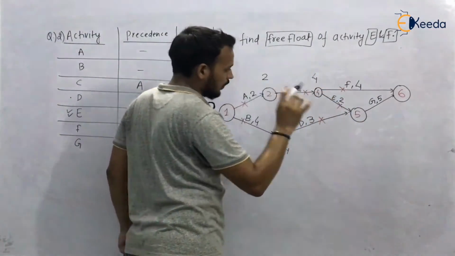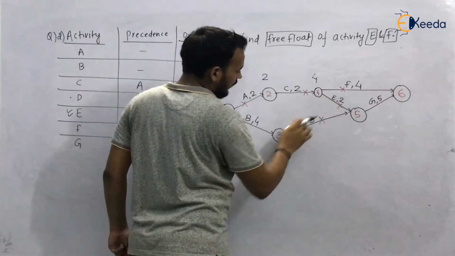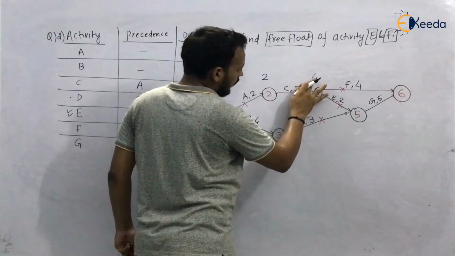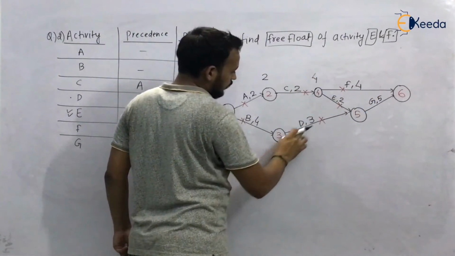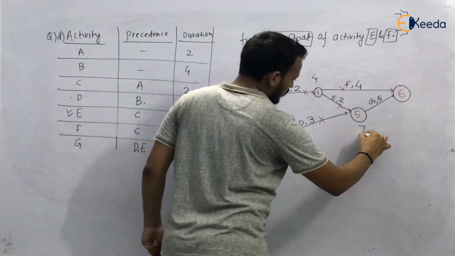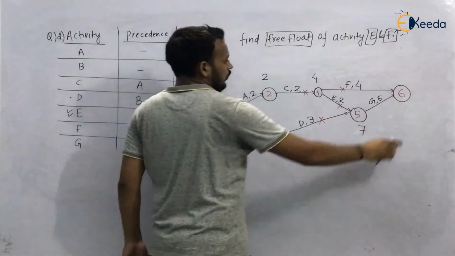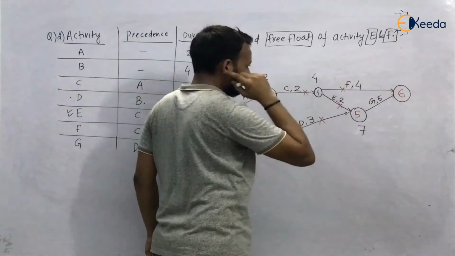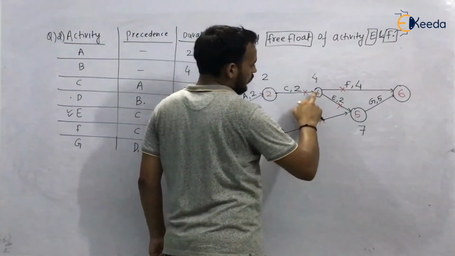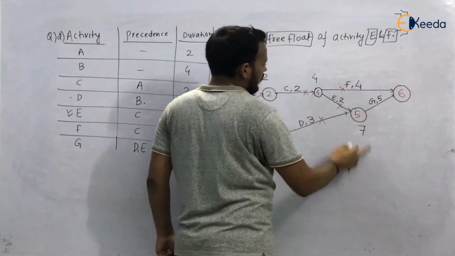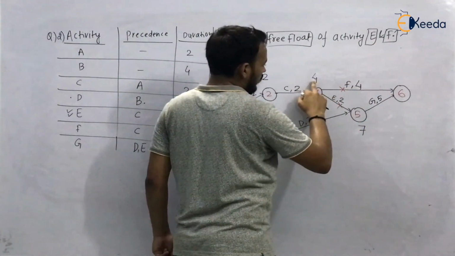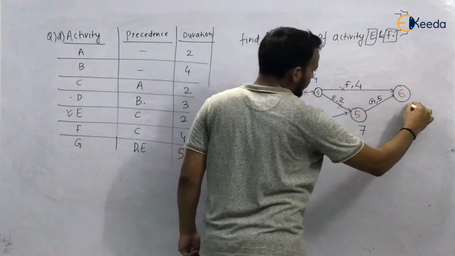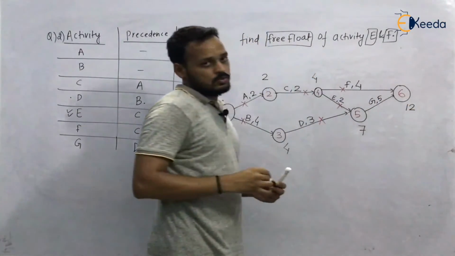There are two ways possible. From 4 to 5, via activity E, and from 3 to 5, via activity D. So one time is 4 plus 2, 6, another is 4 plus 3, 7. 7 is maximum, so we will take 7. Now to reach event 6, we have two ways possible, from 4 to 6 or from 5 to 6. From 4 to 6 we can reach in 4 plus 4, 8 days, and here 7 plus 5, 12 days. 12 is maximum, we will consider 12.